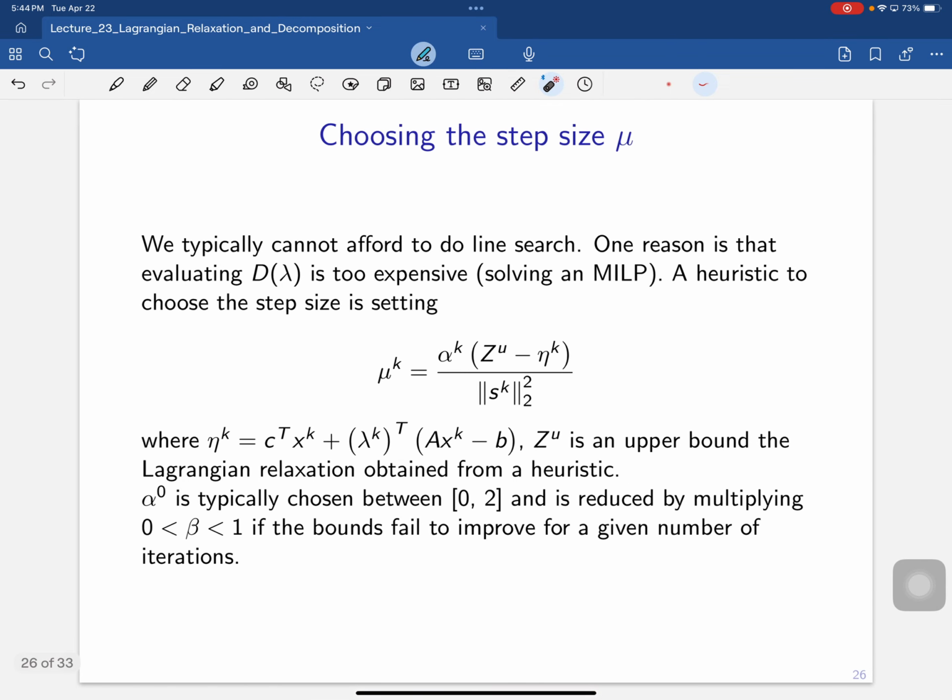How you choose the step size mu is not a trivial problem. One of the heuristics I outlined here is you can approximate mu by this: ZU is an upper bound, eta is the current lower bound, and this is the size of the gradient, and multiply them by alpha, where alpha is typically chosen between 0 and 1, and is reduced by multiplying by beta if it fails to improve. You can check the details of this heuristic, but there is nothing fancy here. If you want to implement that, you can use this heuristic to choose the step size.